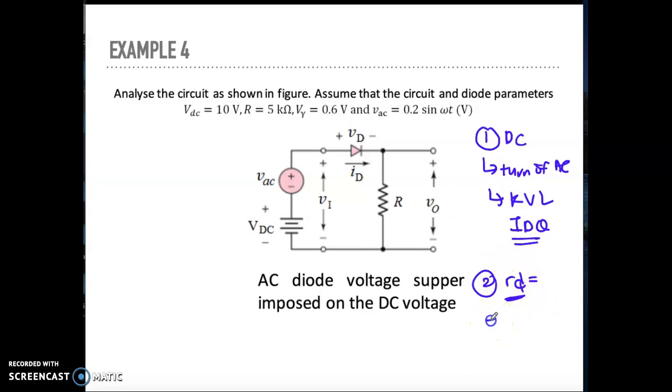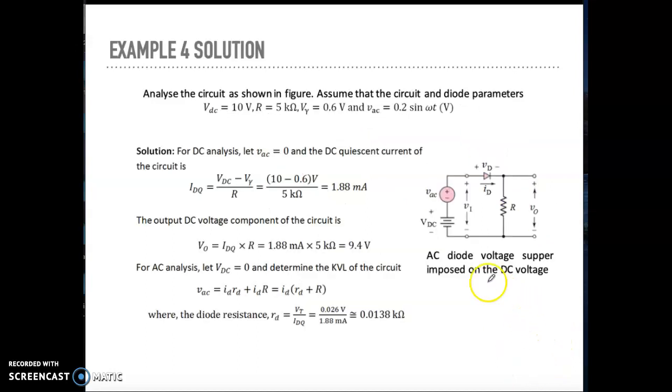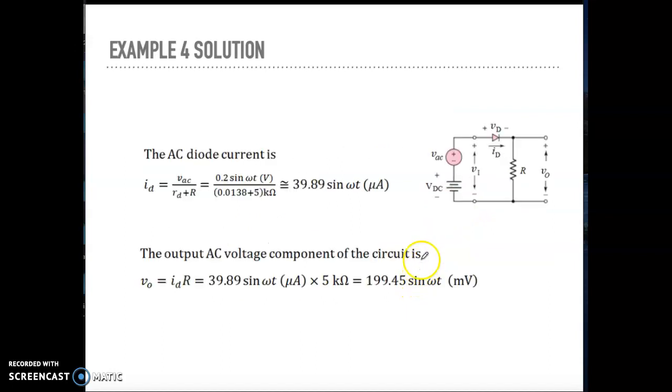And then you turn off the DC sources for you to run the AC. And then you do again the same KVL to find small i, small d. Same as this example. And you can get your final V out.